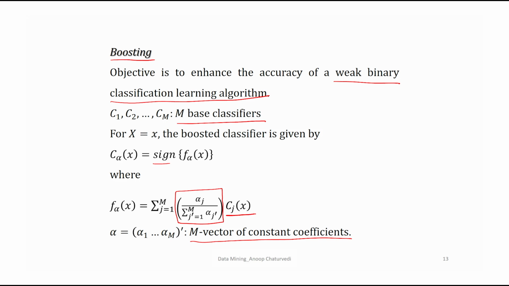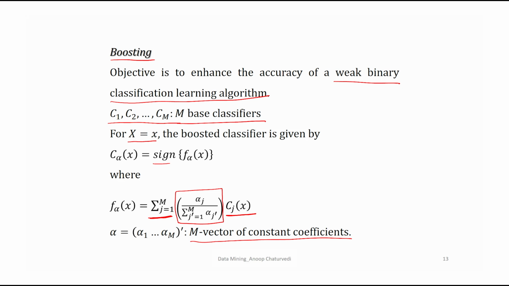We are taking this jth classifier Cj(x) for x equal to small x, and then we have capital M such classifiers. We are multiplying each Cj(x) by some constant or weight, so that the sum of all the weights is equal to 1, and then we add them here.